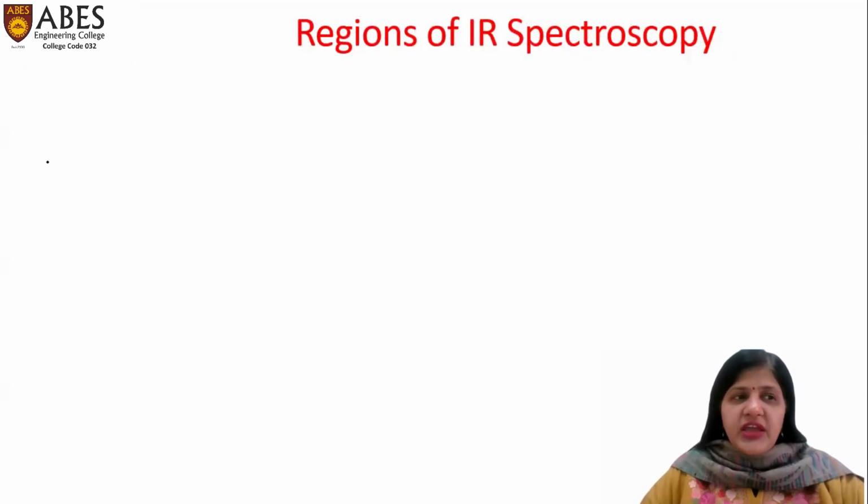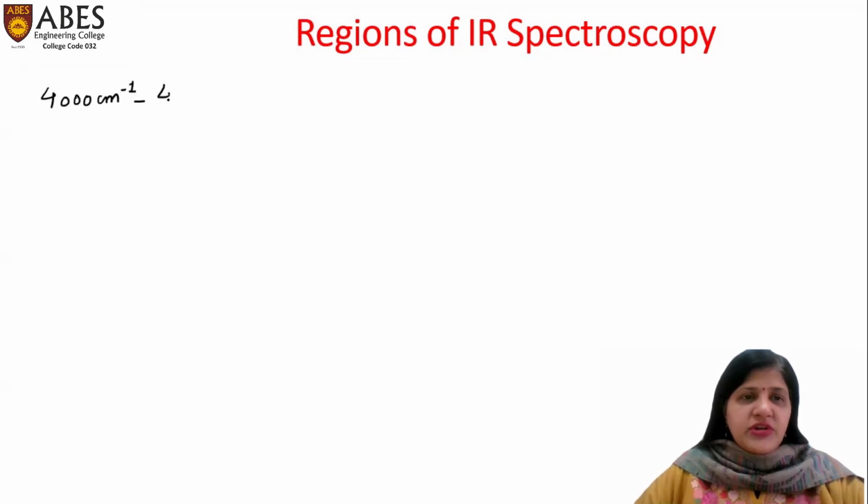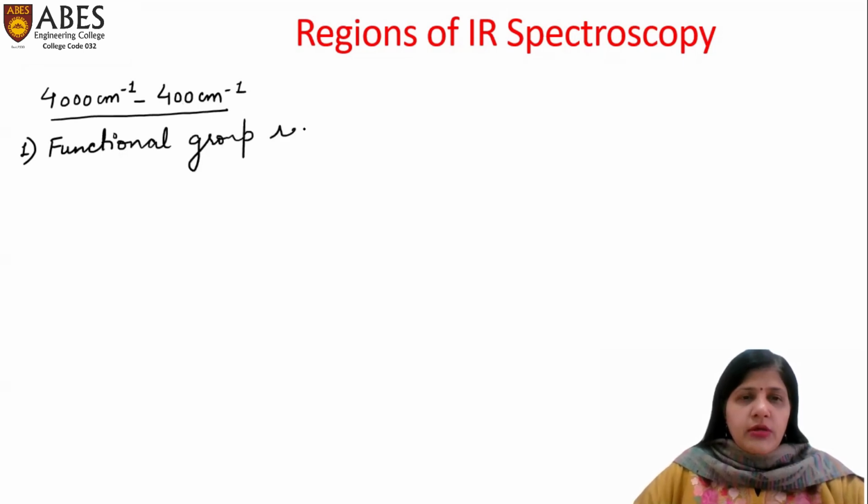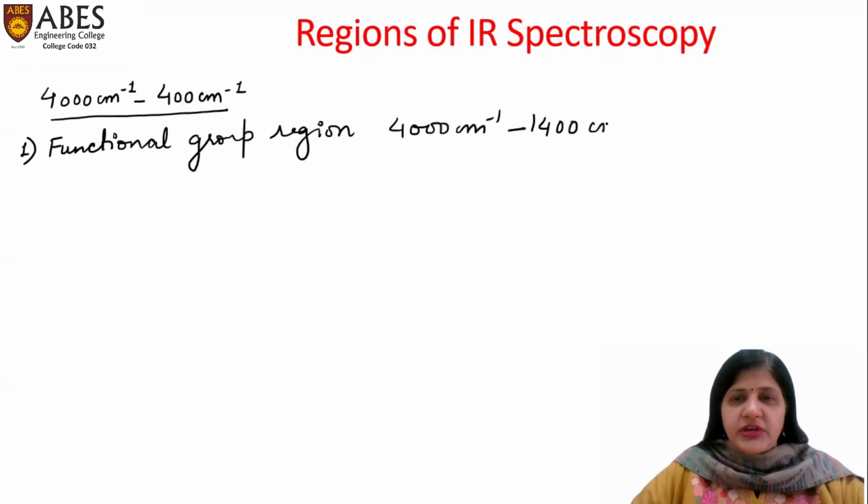Next is the regions of IR spectroscopy. As I mentioned, the IR spectral range which we study for vibrational energy level transition corresponds to 4000 centimeter inverse to 400 centimeter inverse. This region is divided into three main regions. First is the functional group region, which corresponds to 400 centimeter inverse to 1400 centimeter inverse.